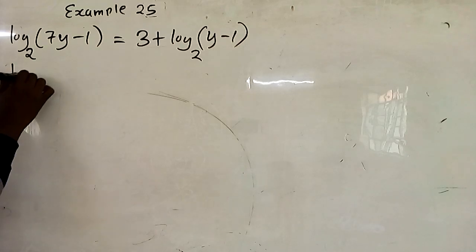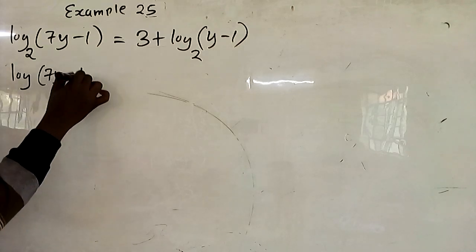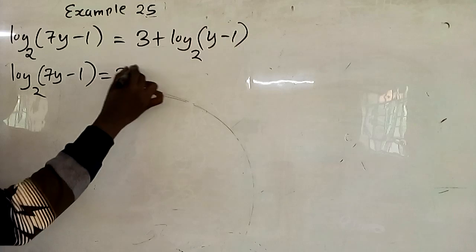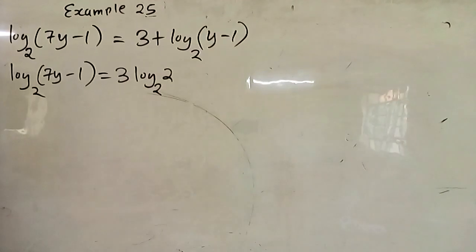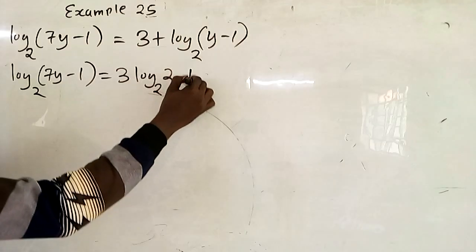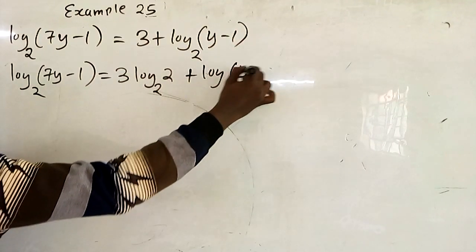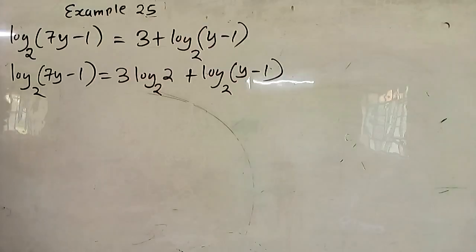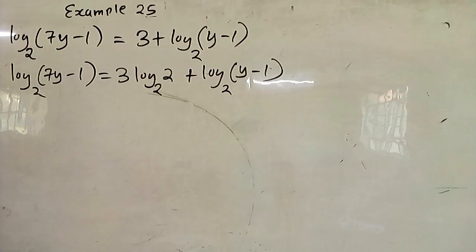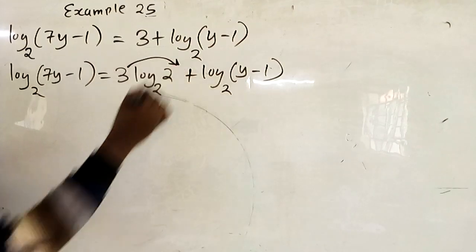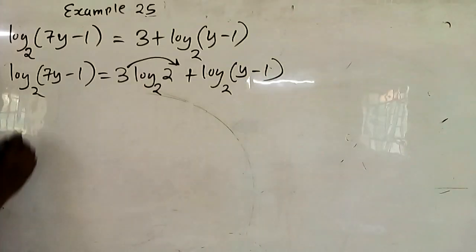So we now have log (7y minus 1) to base 2 equals 3, then we introduce log 2 to base 2, and log of a number to the same base is 1, isn't it? Then plus log (y minus 1) to base 2. So we now have the same base in each and every term, isn't it? After that you get rid of the coefficient. There's no coefficient here, this 3 becomes the power, isn't it? So what do we have?